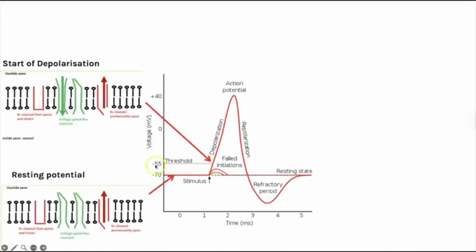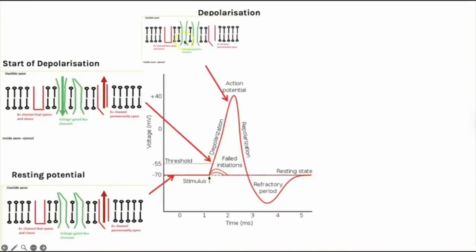When the threshold potential of minus 55 millivolts is reached, that then causes even more voltage-gated sodium ion channels to open. So we get even more depolarization because more sodium ions diffuse in, up to a maximum of positive 40 millivolts.